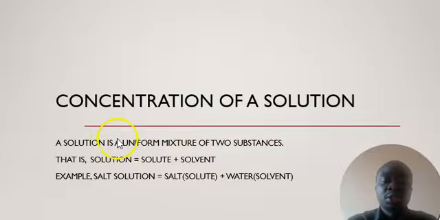So we talk about a solution and we say that a solution is a uniform mixture of two substances. And these two substances are a solute and a solvent. A typical example is a salt solution. If you want to form a salt solution, you put the salt into the water. The salt is the solute and the solvent is the water.